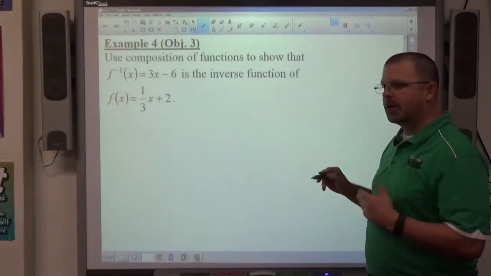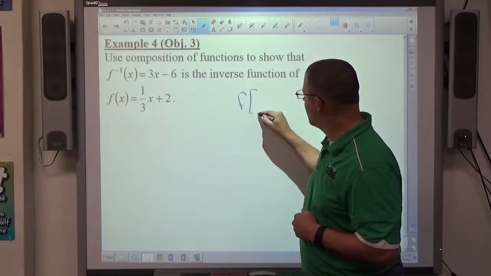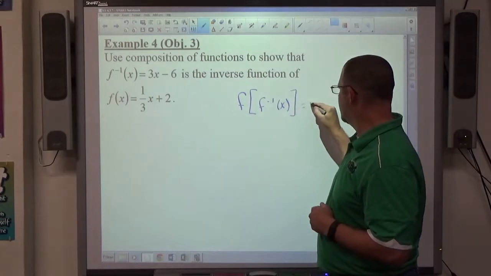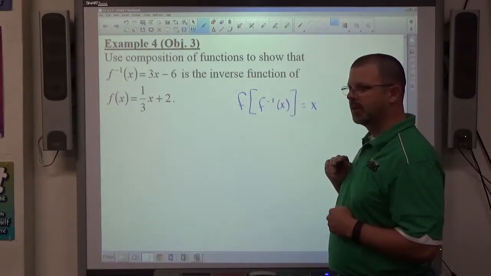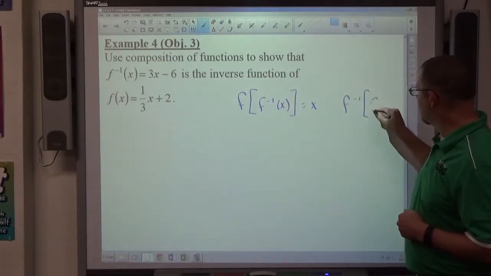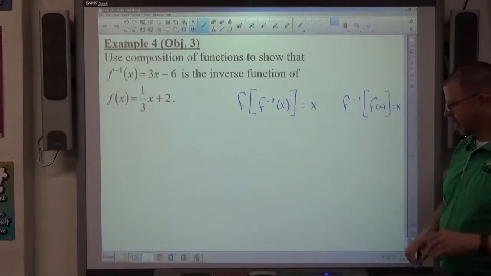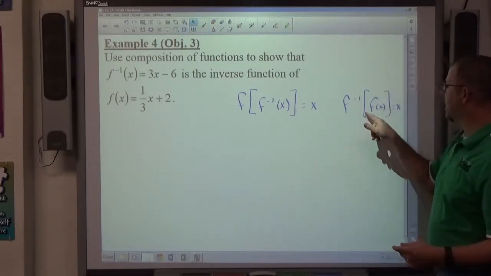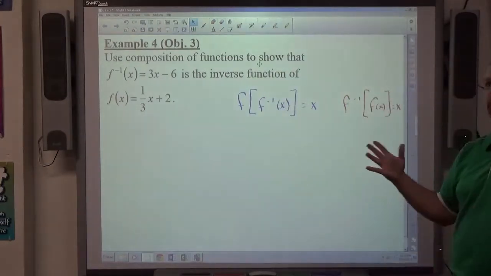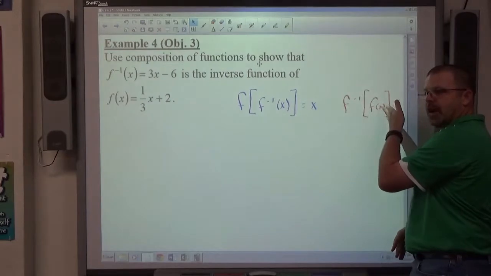And here's a property of inverse functions if you do a composition of functions. If I do f of f inverse of x, it should equal x. And if I do f inverse of f of x, it should also equal x. And the verification process is both of those. You have to do both. It's not good enough for one of them to work, they both have to work. So I'm going to do f of f inverse, I'm going to do f inverse of f.